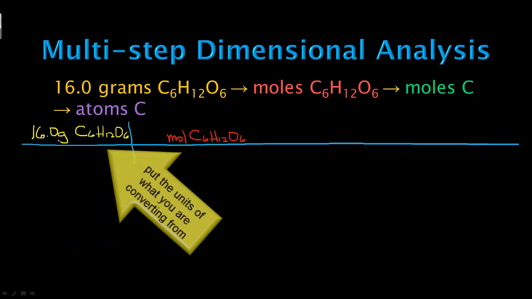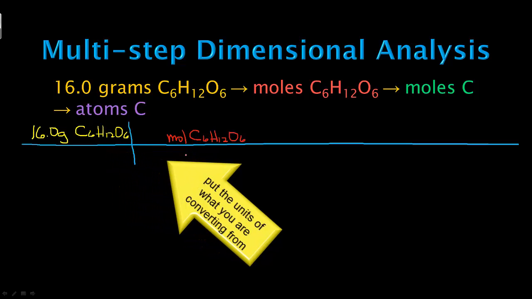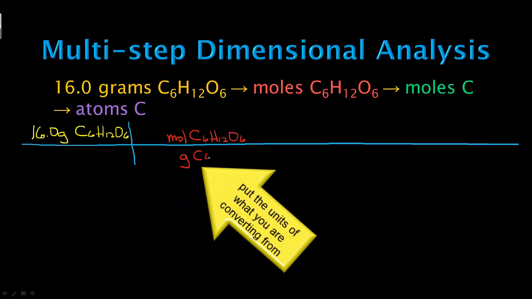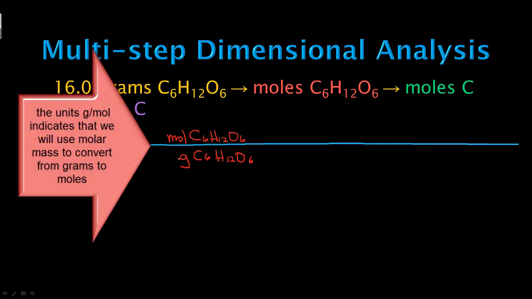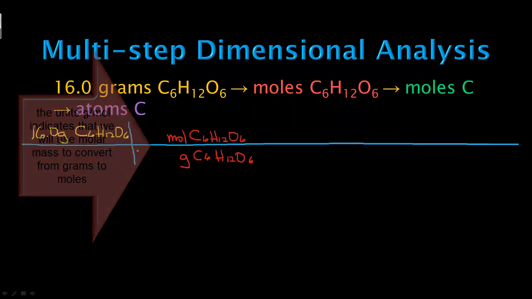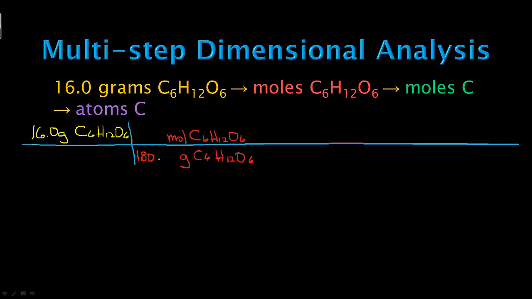Now we need to get rid of this grams of glucose, so I'm going to take it and put it down here. If we have one on top and one on bottom, they cancel out. Now you need to find out grams per mole. That tells us that we're going to put a molar mass here, and it's the molar mass specifically of glucose. And the molar mass of glucose is 180.18 grams in 1 mole. Now we have grams of glucose on top and grams of glucose on bottom. They cancel each other out, so they just go away.